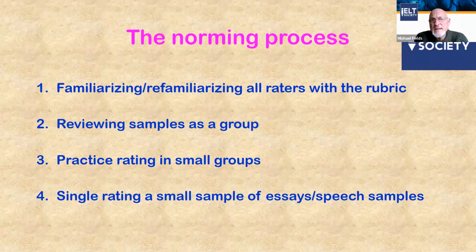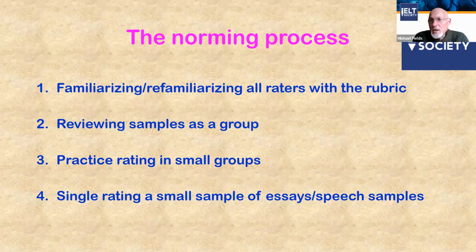So the process has 4 steps. One is familiarizing, or we hope refamiliarizing, the raters with the rubric. Even though you may have been using the rubric, the more familiar you get with it, in many cases, people tend to go back and read it less and just rely on their knowledge of the rubric. So that's an issue. We want to refamiliarize our raters with the actual descriptors in the rubric. Then together as a group, we want to review samples and come to a decision on how we would score a sample as a group. And we, of course, discuss.